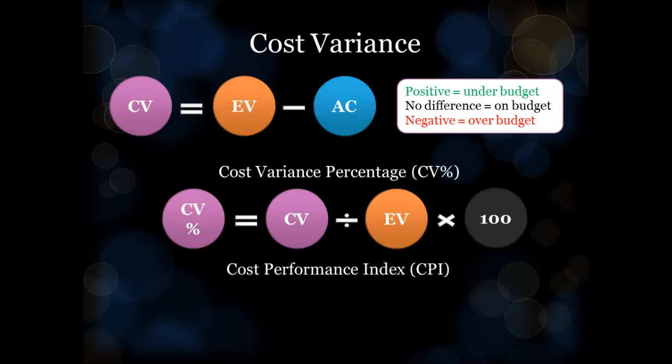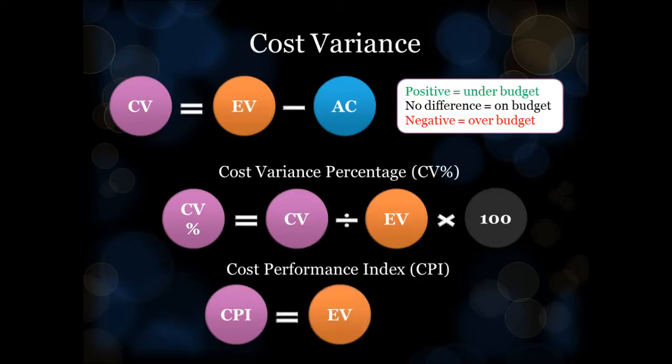There is also a cost performance index, which gives essentially the same information as your cost variance percentage, simply in a different format. To calculate the cost performance index, divide the earned value by the actual cost. Note that you don't need a cost variance percentage or a cost performance index, but they are handy indicators you can use as and when needed.